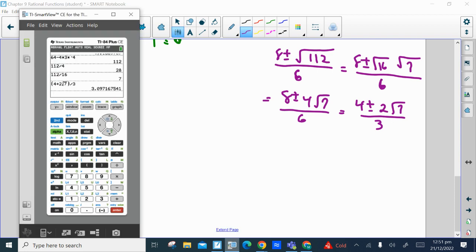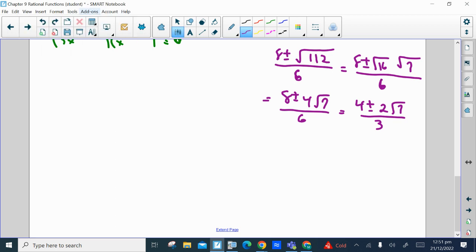Our second one, the -0.43, would be found by changing that plus 2 root 7 to a minus 2 root 7. And there's your -0.43 answer that we got. Okay. But doing it algebraically, we can write our answers as exact values, whereas sometimes using the calculators, you get irrational answers that have to be rounded.